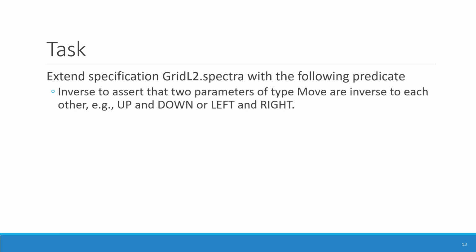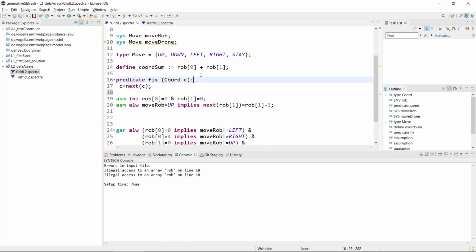So now let's have a look at the solution to this task. We had to create a predicate and say that the two parameters that it gets are of type move, and they are inverse to each other. So one goes up, the other one goes down, one goes left, the other one goes right. Let's see how to implement this predicate in our grid.